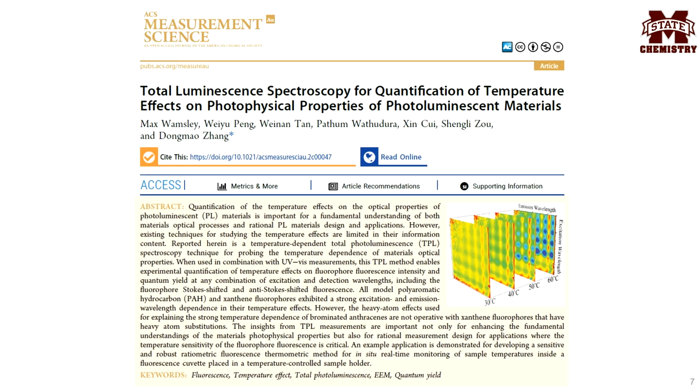The technique of total photoluminescence, commonly termed excitation-emission matrices, is a spectroscopic method for the experimental quantification of the temperature effects on fluorophore photophysical properties. Our work using this technique was published in ACS Measurement Science last year.